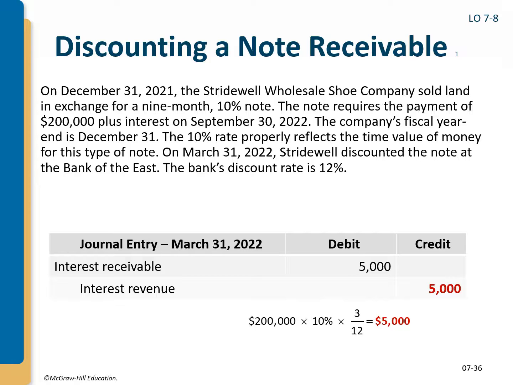So, the first thing we want to do on March 31st is record any interest revenue related to this note on Stridewell's books, because this note has been accruing interest since January 1 through March 31st. So 200,000 times 10%, because that's the interest rate on the note, times 3/12 or $5,000. So Stridewell will debit interest receivable and credit interest revenue for that $5,000.